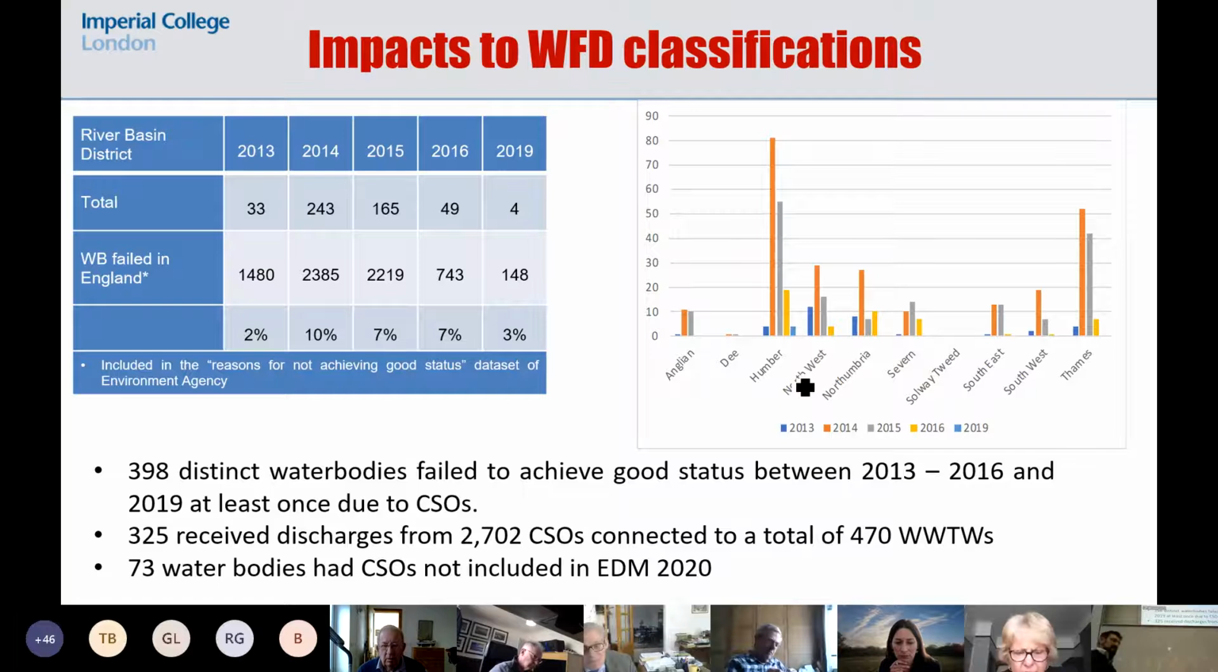So the agency has done the pressure assessment and has established that these water bodies are failing good ecological status because of CSOs. And when you look into this, which is interesting, first of all, it tells me that 325 of those were connected to 2,700 CSOs discharging into those water bodies, connected to 470 works, but 73 water bodies are connected to CSOs that are not monitored. So that gives you a bit of a hint that we're not monitoring everything, right? There is a concern out there whether the companies are providing all the right evidence. So there are water bodies that might be important but are not monitored.